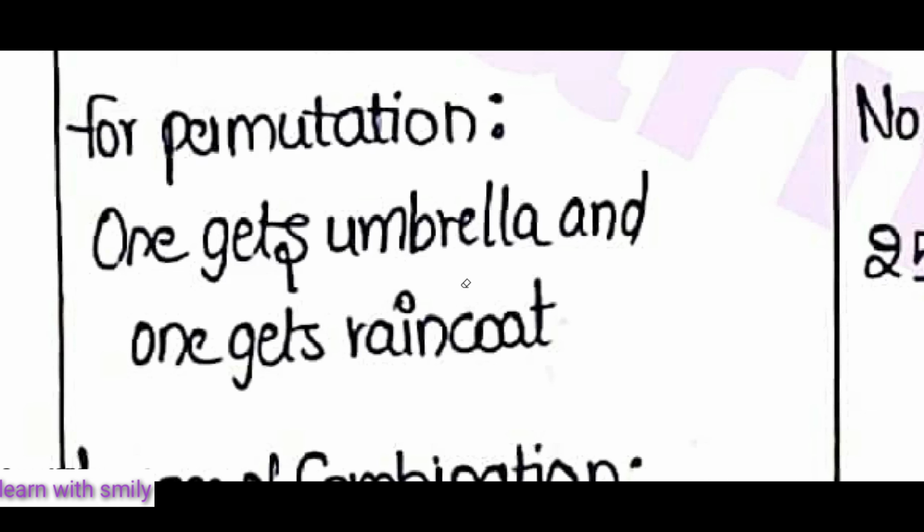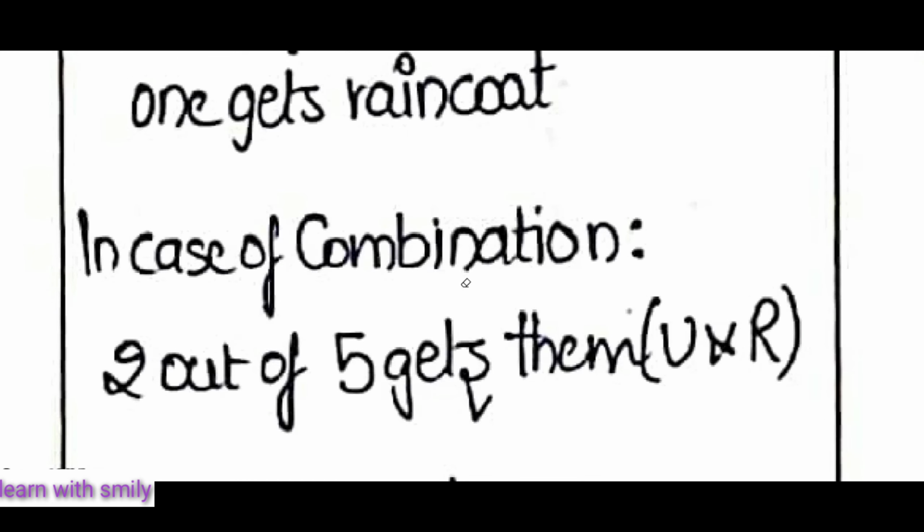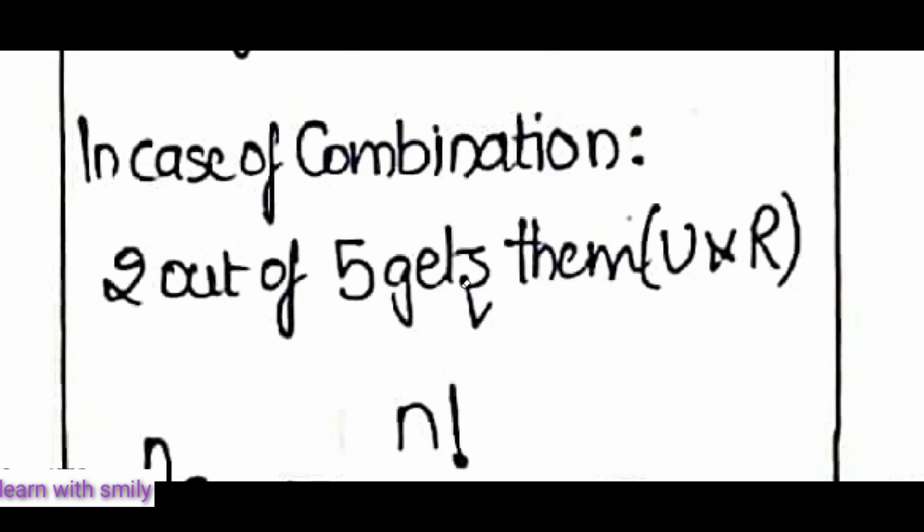Next, I just want to give you a quick example of permutation and combination to give you a clear idea. For permutation, there is an umbrella and a raincoat. For arranging them, we can say one person gets the umbrella and one gets the raincoat. Coming to a combination, we can say there are 5 people, and out of them 2 might get it, because there is an umbrella and a raincoat. Those are 2 things, so they can go to 2 people. So 2 out of 5 get them.